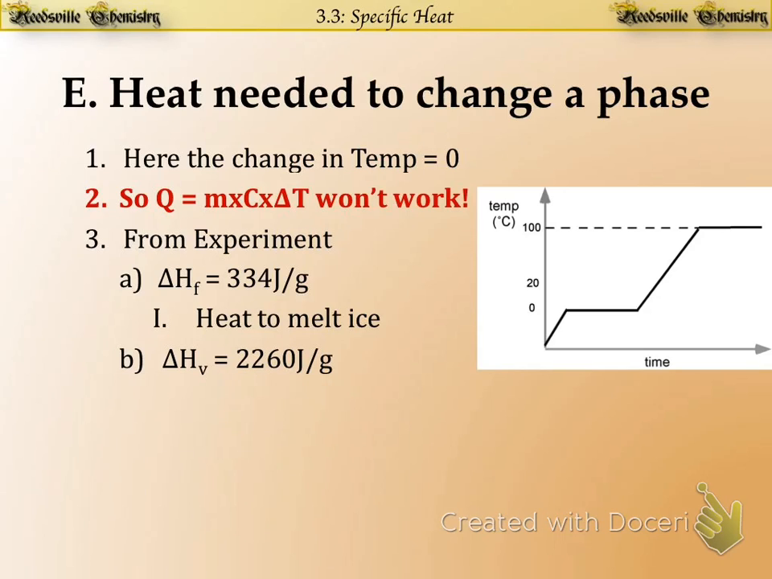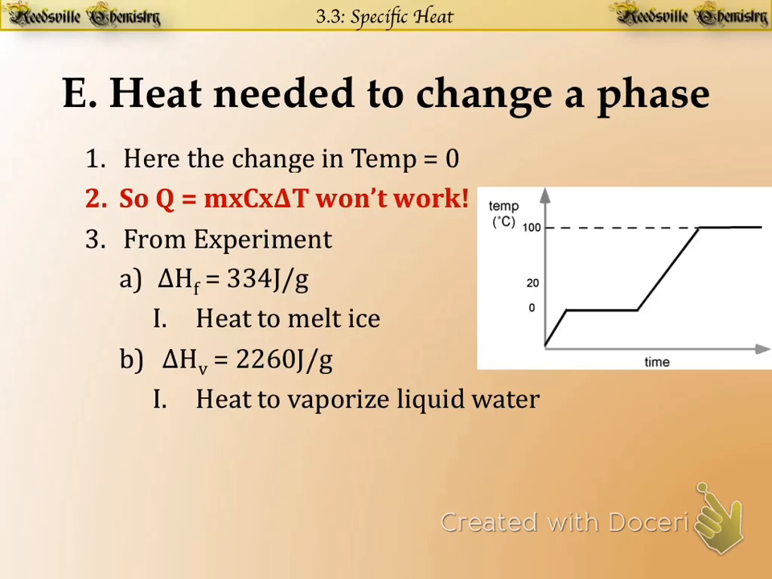The other number, so that delta HF would be the value that corresponds to this point on the graph. The other number, delta HV, is the value that corresponds to that point in the graph. That's the heat of vaporization. Okay, look at, you need a whole bunch more energy in order to vaporize something than to just freeze something. 2,260 joules per gram. So again, that's called the heat of vaporization.